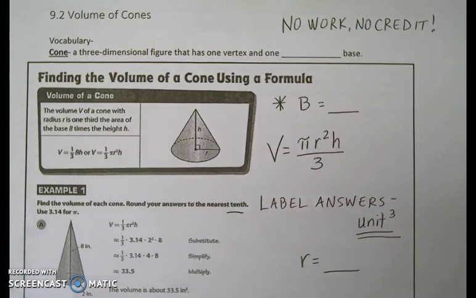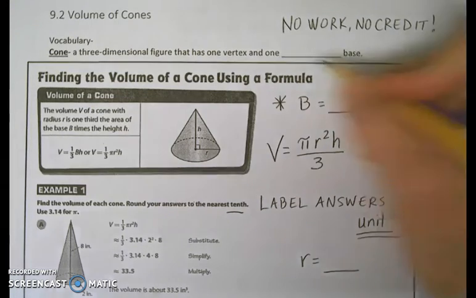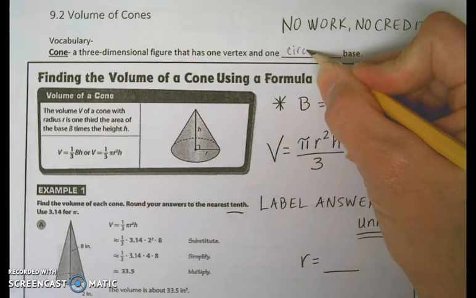Today we'll be learning about the volume of cones. If you remember in 9.1, volume of cylinders, we learned that the formula was volume equals base area times height. Well, the volume of a cone is 1/3 the base area times the height. A cone is a three-dimensional figure that has one vertex and one circular base.